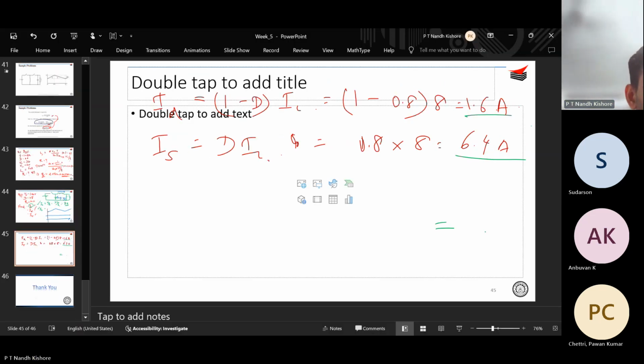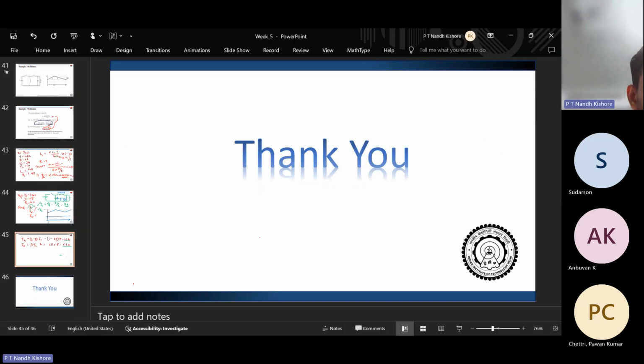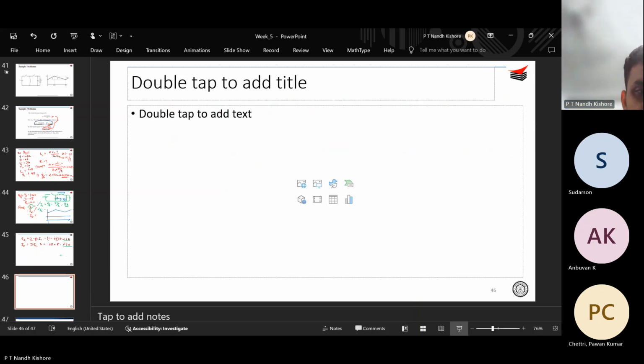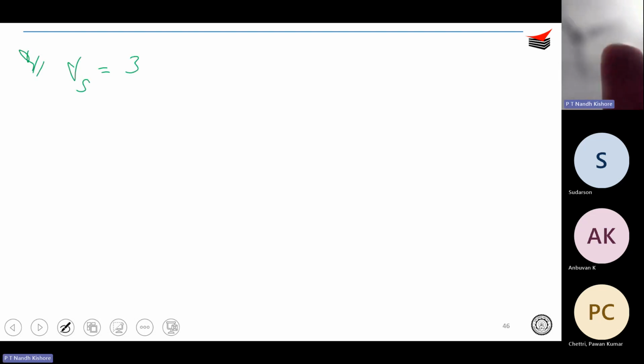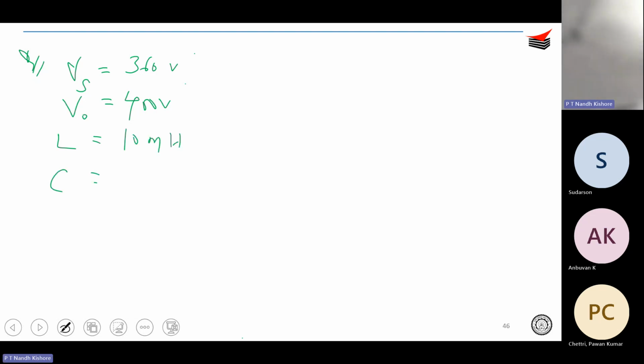Okay. So we will move on to the boost converter now. I have a question. In a boost converter, Vs is equal to 360 volts. V naught is 400 volts. It's a boost converter. L is 10 millihenry. Filter capacitance is 1 millifarad.